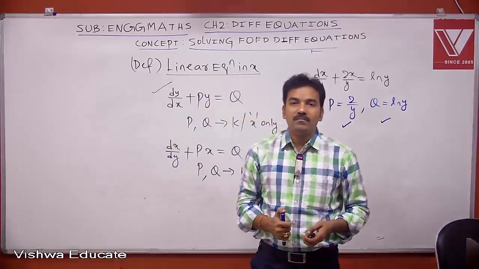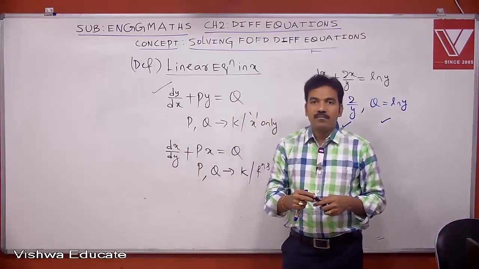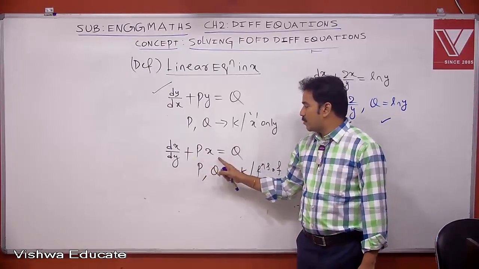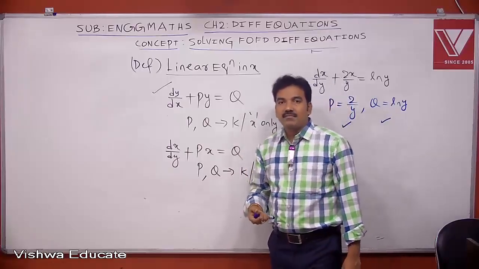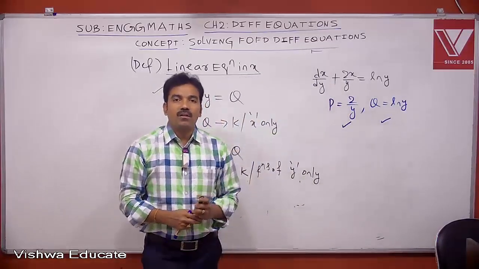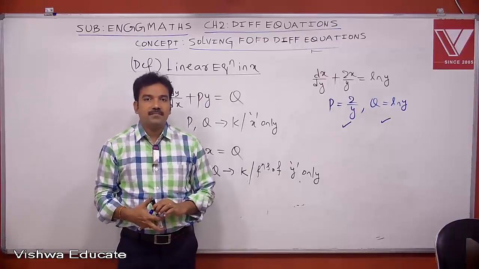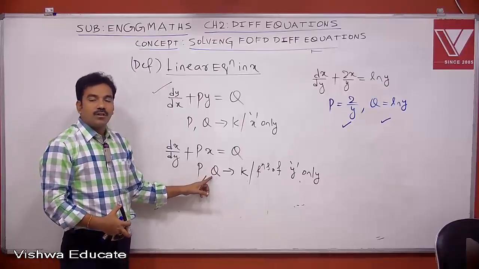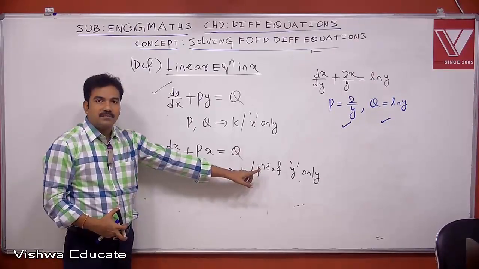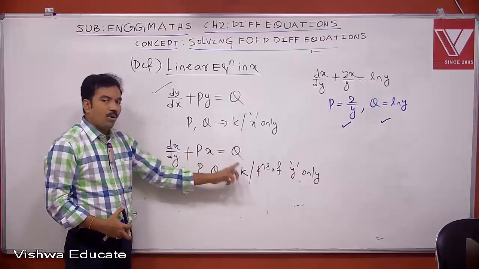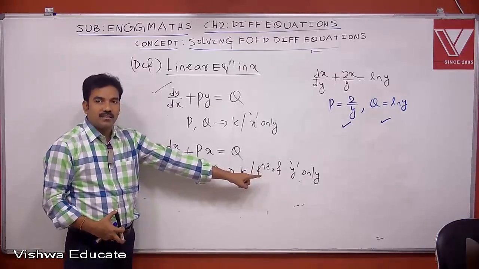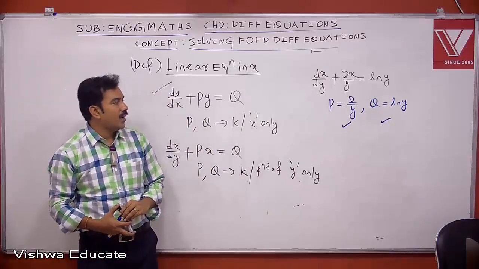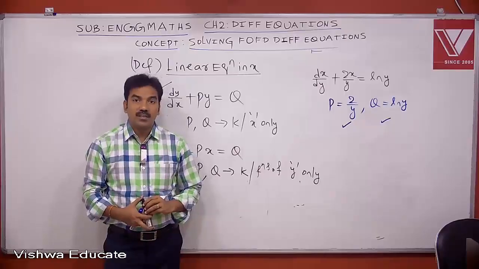An equation of the form dx/dy + Px = Q is called a linear equation in x, where P, Q are either constants or functions of y only. Note this example: dx/dy + (2/y)x = ln y. Here P is 2/y and Q is ln y.